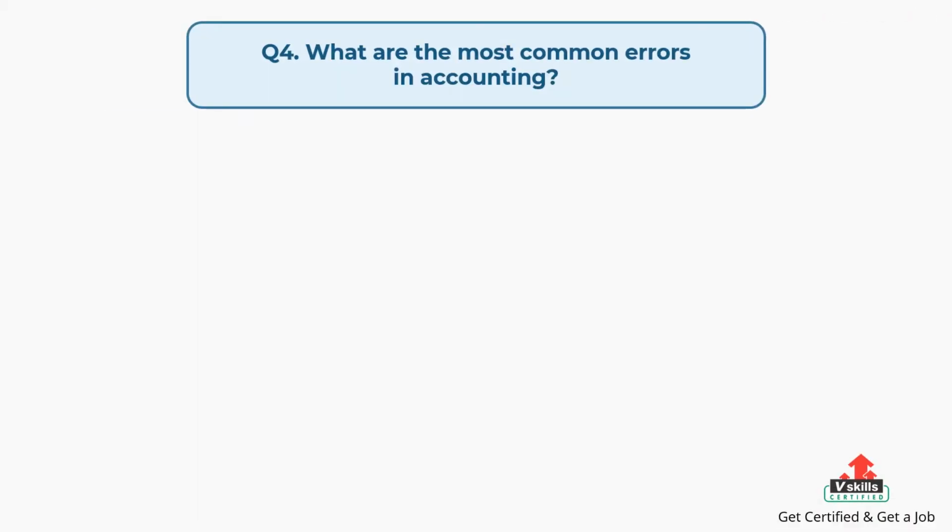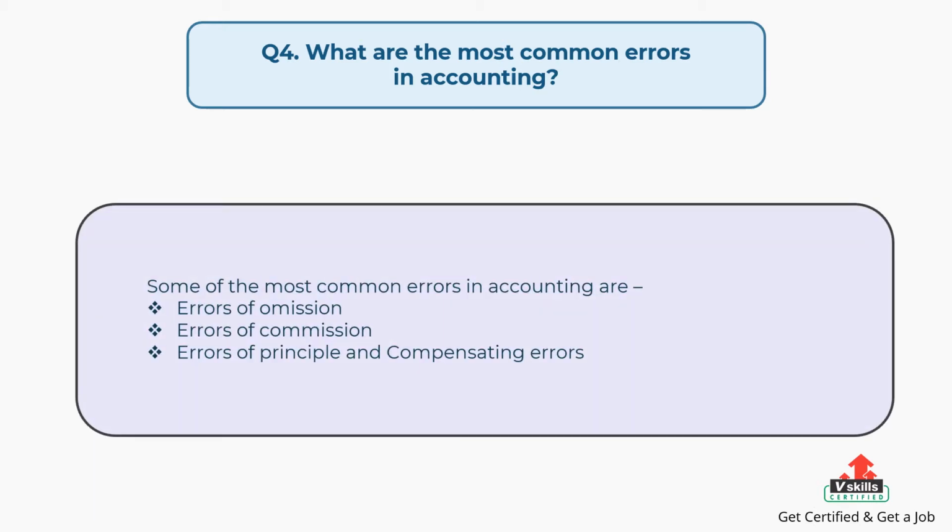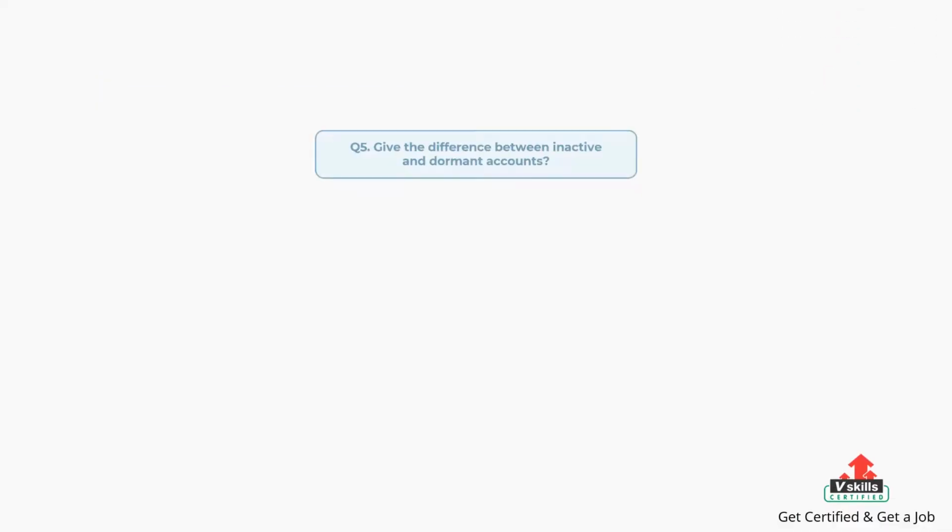Question number 4. What are the most common errors in accounting? The answer is, some of the most common errors in accounting are errors of omission, errors of commission, errors of principal and compensating errors.